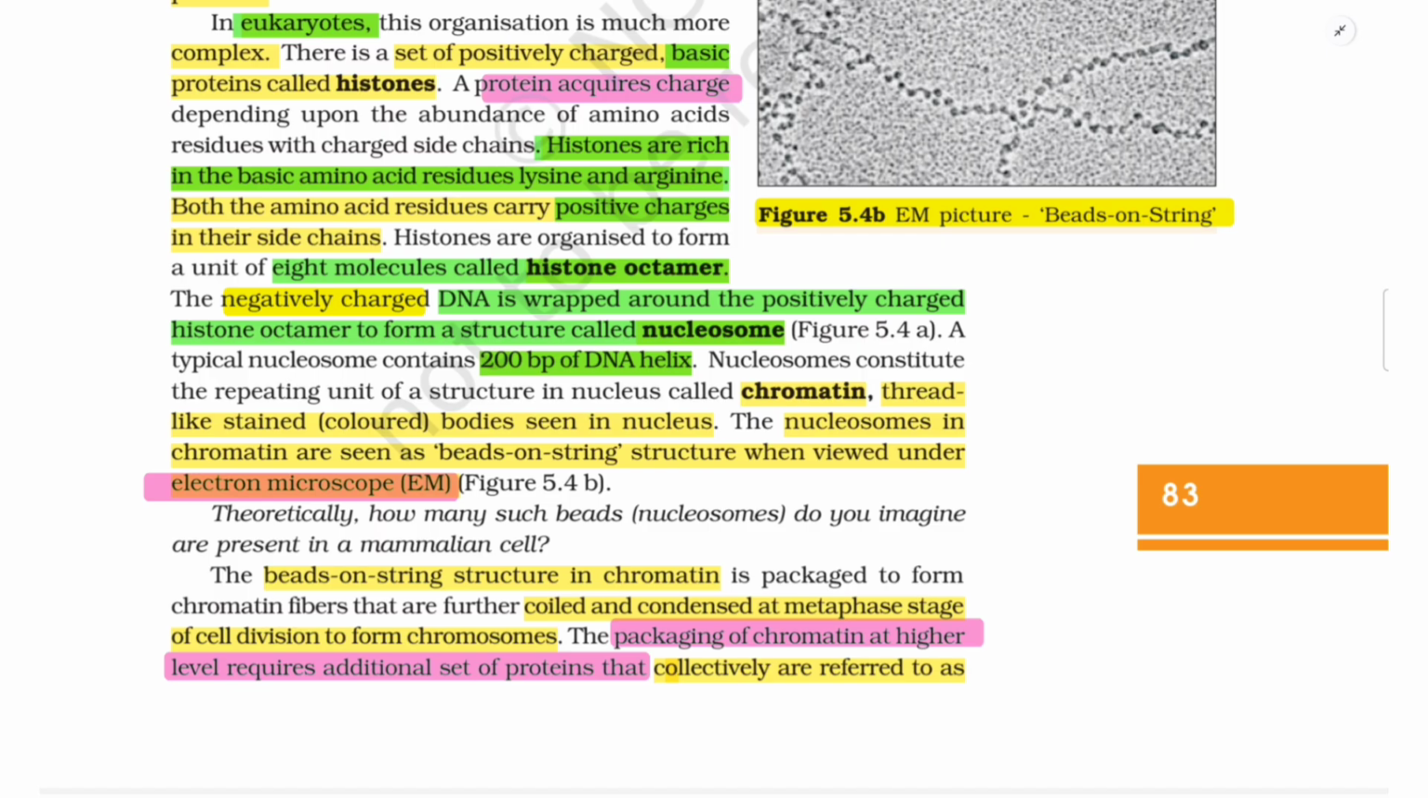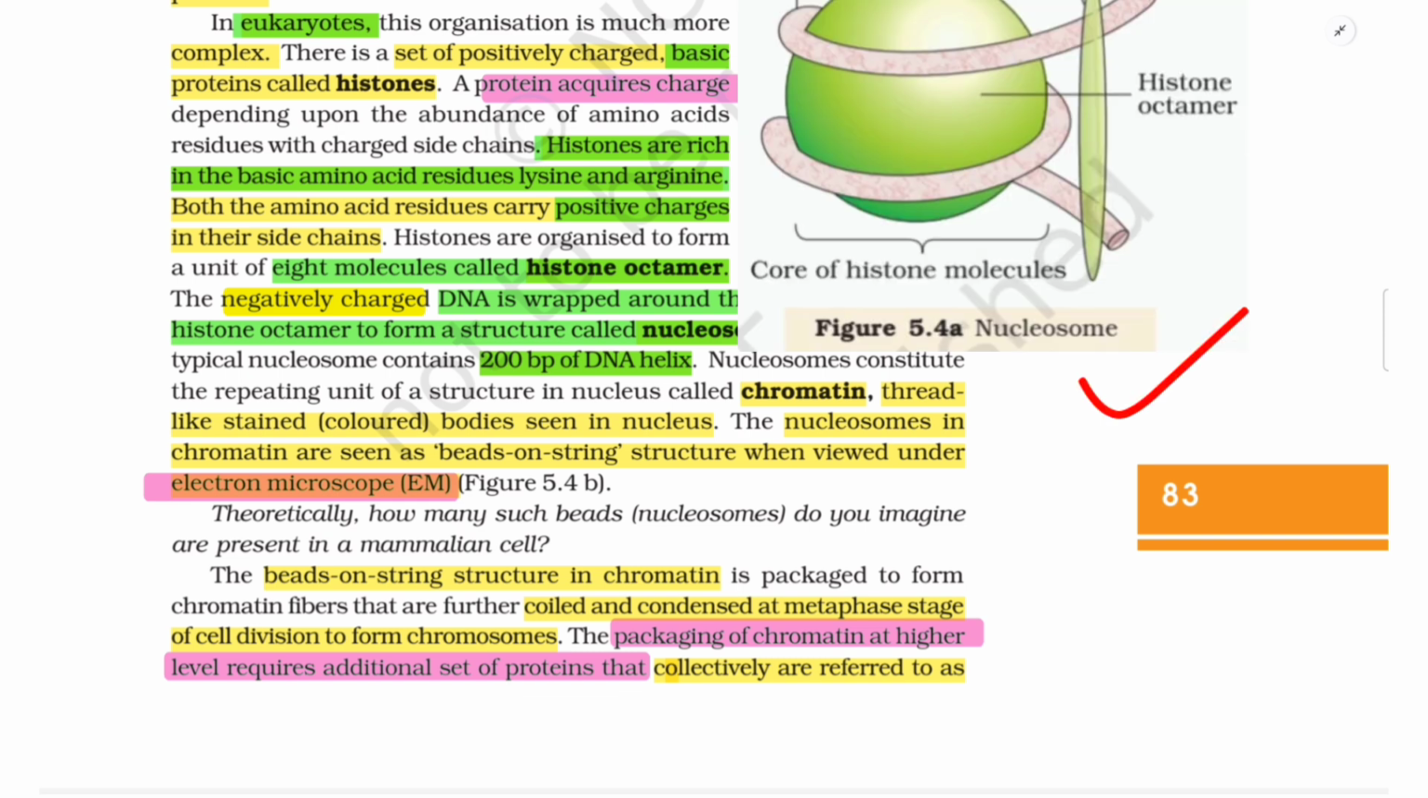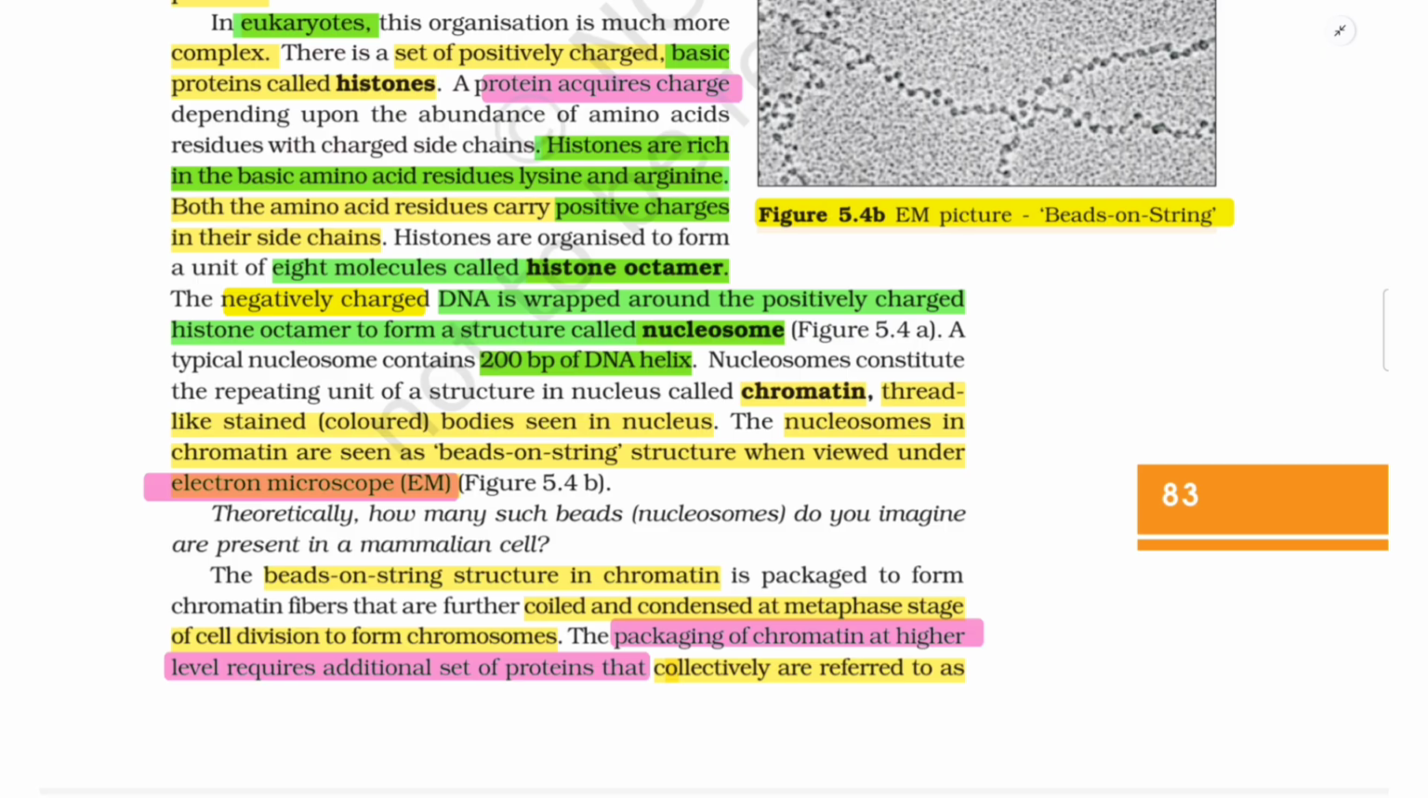Both the amino acid residues carry positive charges in their side chains. Histones are organized to form a unit of 8 molecules called histone octamer. The negatively charged DNA is wrapped around the positively charged histone octamer to form a structure called nucleosome, figure 5.4a. A typical nucleosome contains 200 base pair of DNA helix.